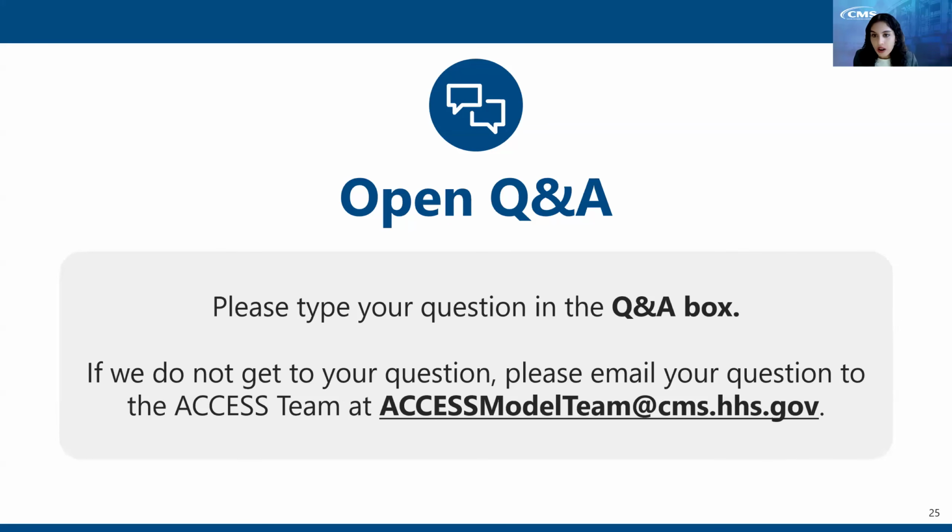Another question that we got is whether the program applies for patients age 0 to 18 or patients 18 or older. So want to just flag here that the ACCESS model has certain eligibility considerations, including eligibility for Medicare Part B. These eligibility considerations can be found in the request for applications. There are also track-specific considerations to consider as well.